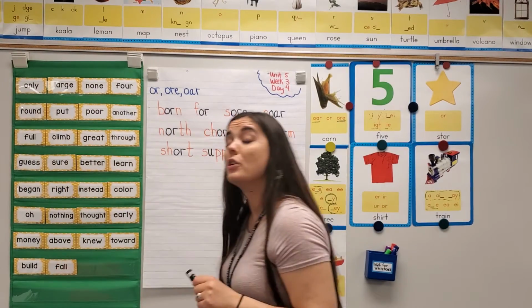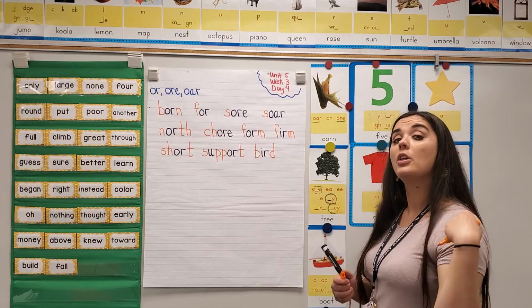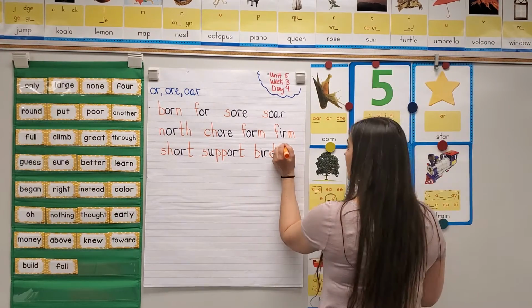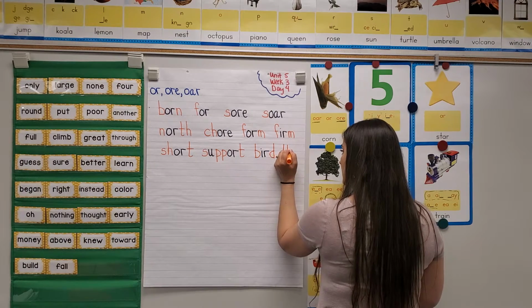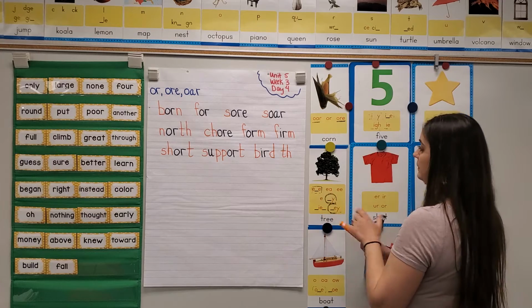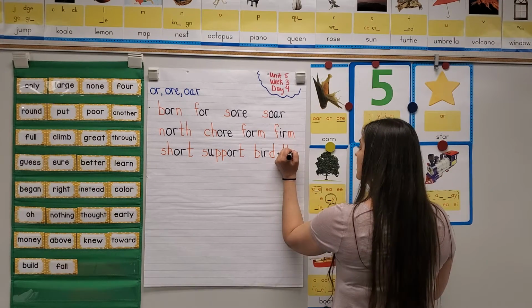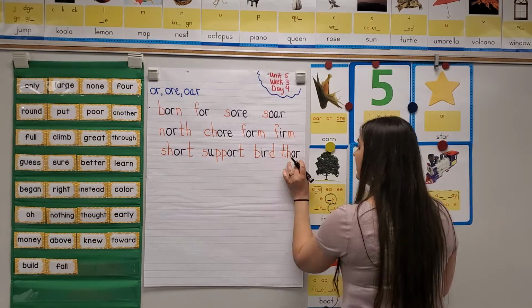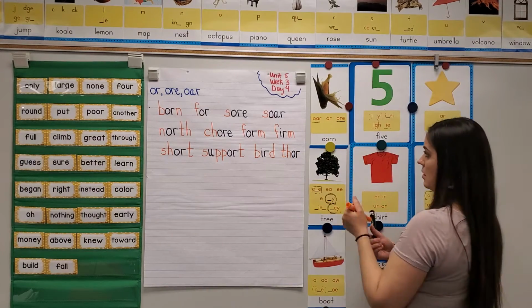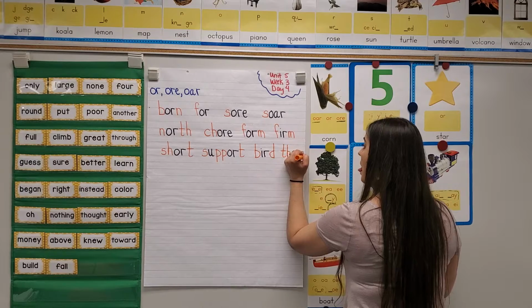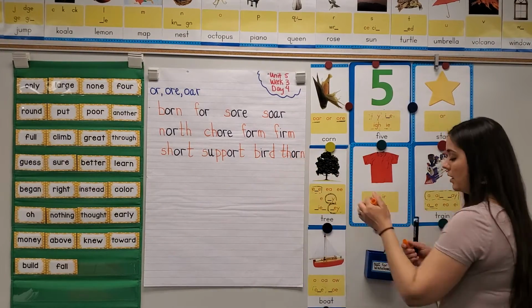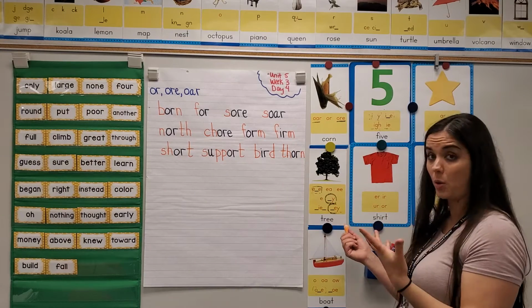And last word, thorn, your turn. Thorn. TH, like the thumb card. O-R, or. N says n. Thorn, like a rose has thorns on it.